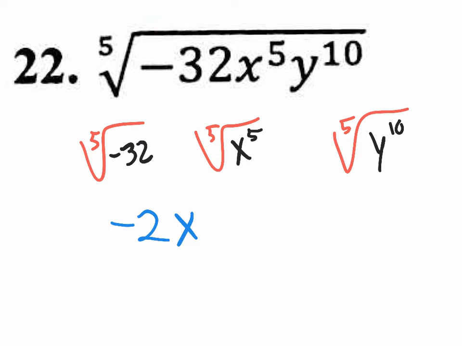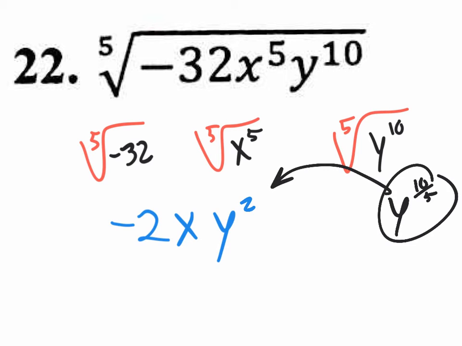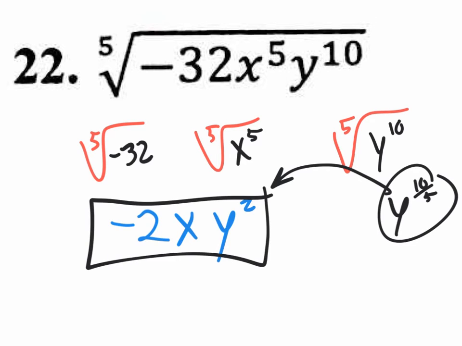And the last one, let's actually think power over root. We have y, power of 10 divided by the root 5, it's going to be y to the second. So I hope you guys understand, I'm not showing my work. I mean, I could be showing my work. I should probably go y to the 10 divided by 5, and then from there you get y to the second. But as long as you know what I'm doing and you could get that answer, we are good. Moving on to number 24.